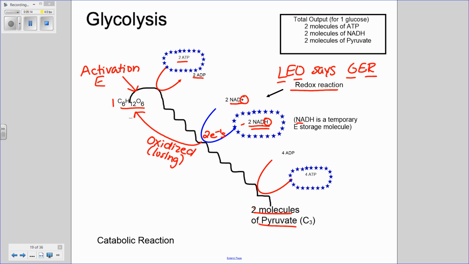But anytime we've got a redox reaction, when something is being oxidized, something else has to be reduced. So who's gaining those electrons? NAD+.